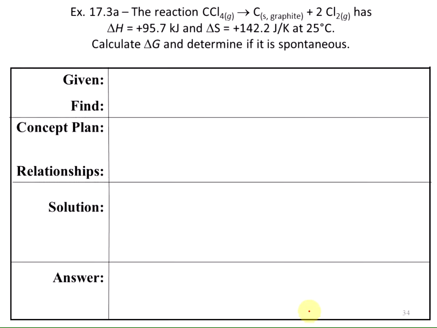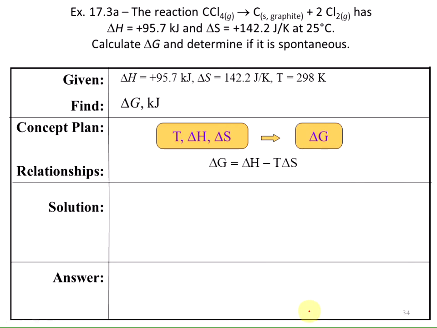So here we're looking at the reaction of carbon tetrachloride decomposing into graphite and 2 equivalents of chlorine gas. And they give us that the delta H of the reaction is 95.7 kilojoules and the delta S is 142.2 joules per Kelvin at 25 degrees C. They want us to calculate the delta G and determine if it is spontaneous. So we're given the delta H, the delta S, and the temperature, and they want us to find the delta G. Well, I can use the equation delta G equals delta H minus T delta S to find that delta G.